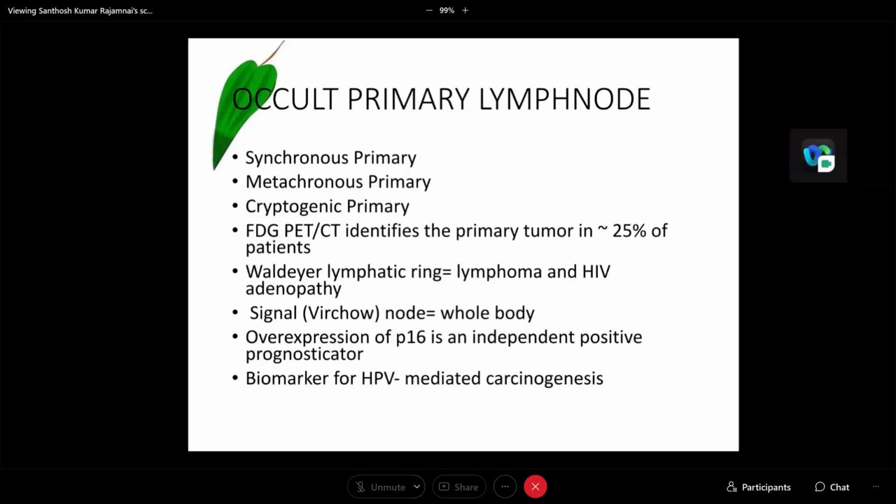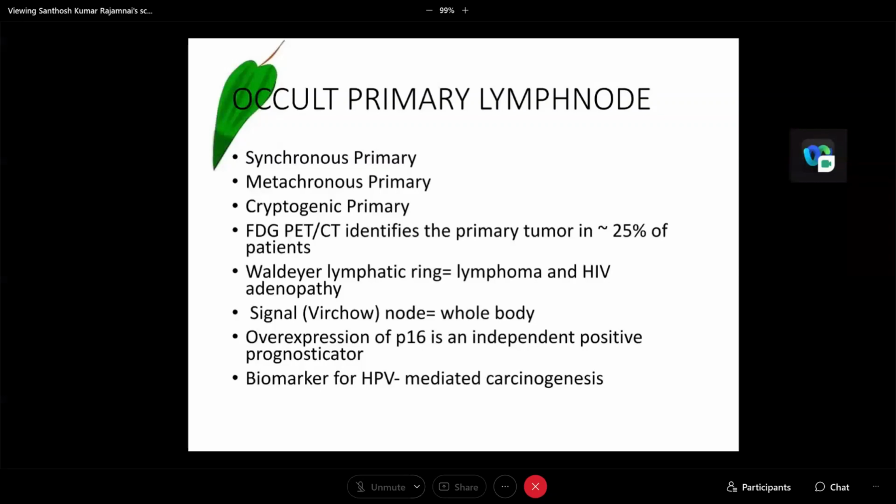Occult primary lymph node is when you have a lymph node enlargement without knowing the primary. That is called your occult primary. A patient comes to you with a big node and you have no idea where the primary is. You don't know where the primary is. The patient is coming with a secondary node and you are at your wits' end. Where is the primary? You're scratching your head. Why must we know the primary? What's the fun of knowing the primary? Leave the primary alone. No, we can't leave it like that.